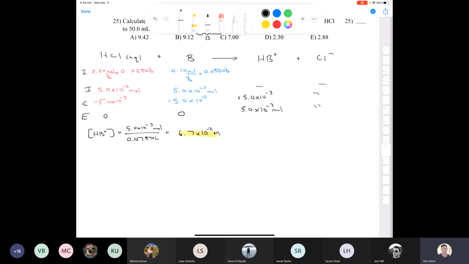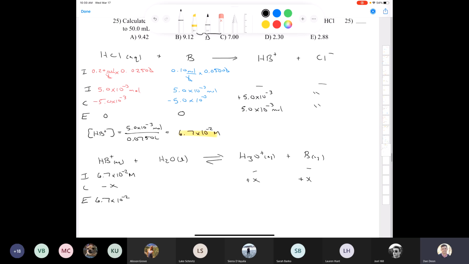Now it's just a matter of setting up a nice table, right? We have our conjugate acid, which we're going to put in water. It's going to be in equilibrium with hydronium ions plus the base. We have an initial concentration of our conjugate acid of 6.7 times 10 to the negative 2 molar. We have none of these. We're going to lose some of this. We're going to gain some of these. And then at equilibrium, we have 6.7 times 10 to the negative 2 minus x. Here we have x, and here we have x.